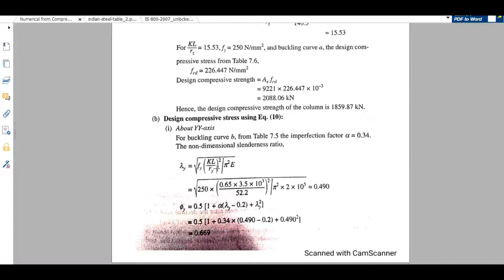Here you can see lambda y is equal to this. So KL by ry, KL is the same as the previous part. Here ry is 52.2 millimeter. Simply put the values and get the answer lambda y. So lambda y is this. Using this lambda y, find phi y, that is this. So it is 0.669.